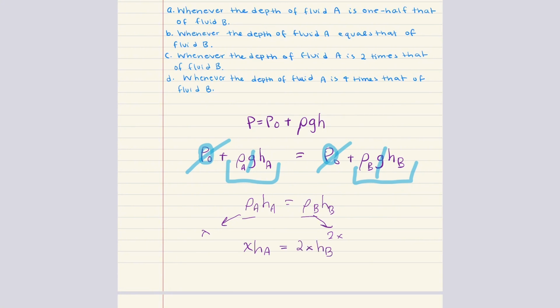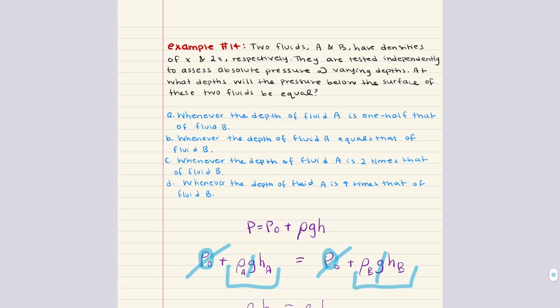And here it becomes clear that if the density of fluid B is twice that of fluid A, then the depth in fluid A will have to be twice that in fluid B to obtain the same absolute pressure. So HA has to be equal to 2HB in order for this to truly be equal to each other, which means that the correct answer for 14 is answer choice C.